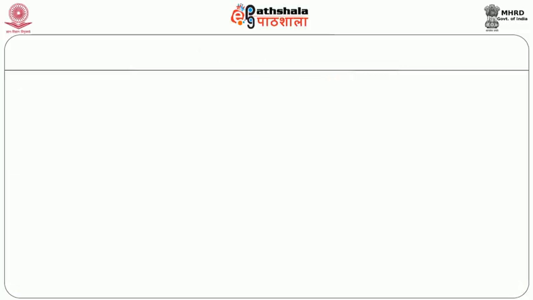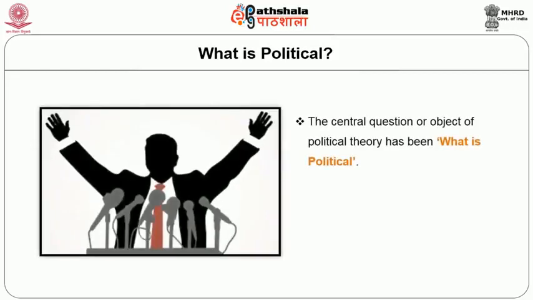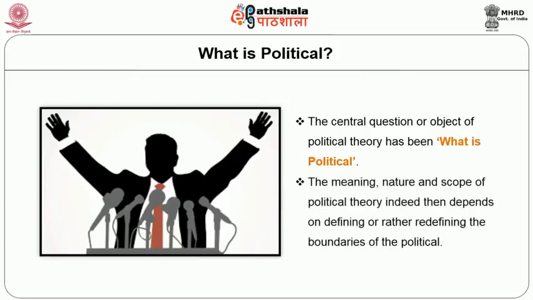Moving on, now we discuss what it is that is political. The central question or object of political theory has been what is political. The meaning, nature, and scope of political theory indeed then depend on defining or rather redefining boundaries of the political.